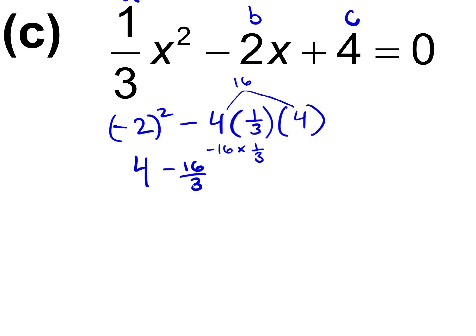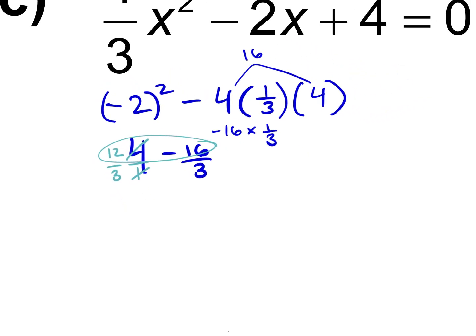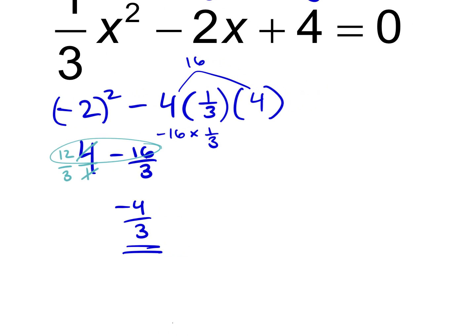Now we need to subtract. What do we do to subtract when we have fractions? We need a common denominator. So I can make this 4 over 1. What would our common denominator be? 3. So multiply the top and the bottom by 3. We get 12 over 3. So then we just subtract the numerators. What's 12 minus 16? Negative 4 over 3. So if our discriminant is negative, what does that tell us about our answer? No real solutions. Awesome.